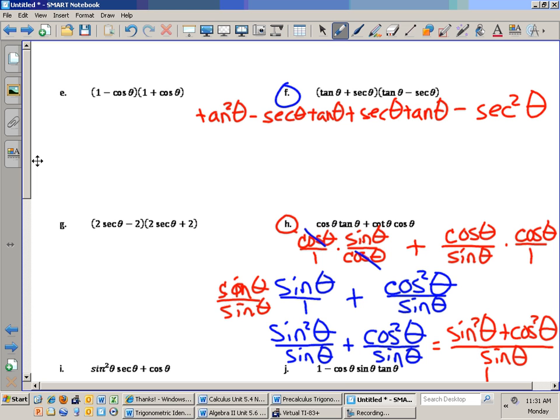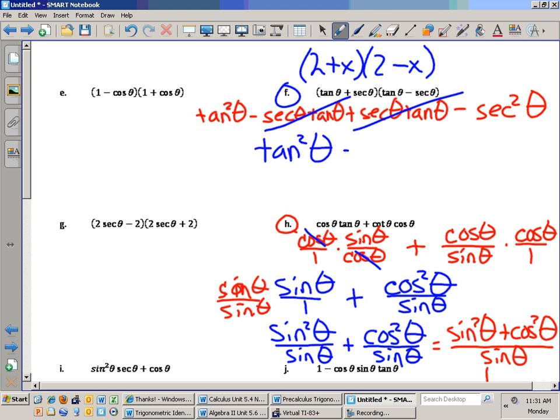And again, that's not trigonometry. That's algebra. Right? This is like 2 plus x times 2 minus x. And when you see that, you should say, oh, that's great, because then I'll end up with 4 minus x squared. You know that right away. Same type of process here. Secant of theta and tangent of theta, those go away. You're left with tangent squared minus secant squared.